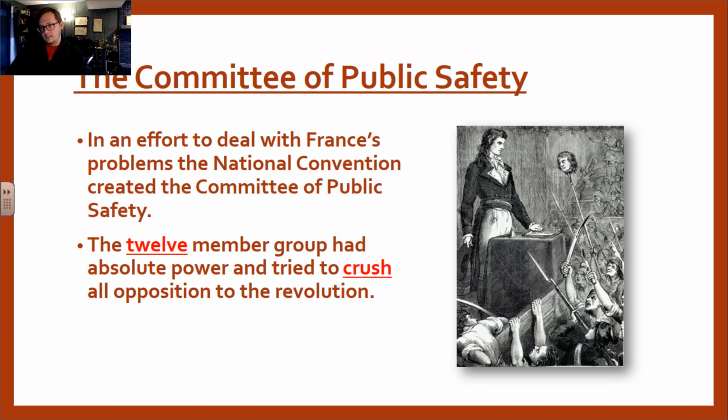So after this, we have the Committee of Public Safety. In an effort to deal with France's problems and growing escalation of hysteria and just craziness, they create yet another form of government called the Committee of Public Safety. It has 12 members, and they pretty much had absolute power. This is where the rights of free speech and freedom of religion will be taken.